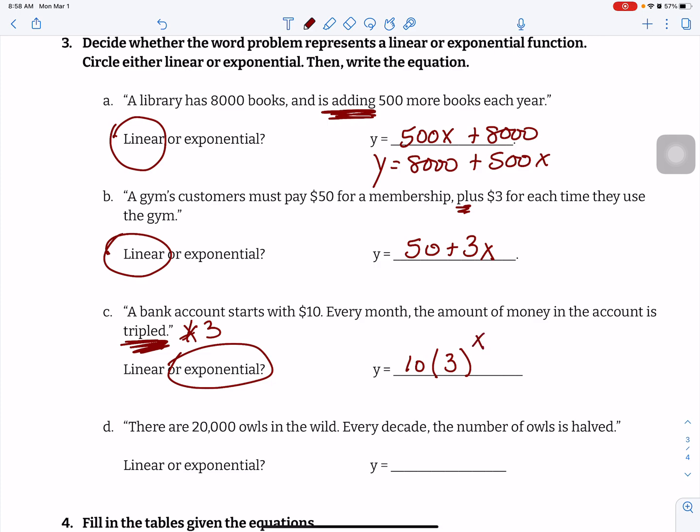The last one, there's 20,000 owls in the wild. Every decade, the number of owls is halved. Same idea. To be halved, I'm going to multiply by 0.5. So I'm just taking 1/2 and putting it as a decimal. Starting with 20,000 times 0.5 to the power of x. The tables on the bottom are similar to what we did before. The answer keys on Canvas, so feel free to check it.